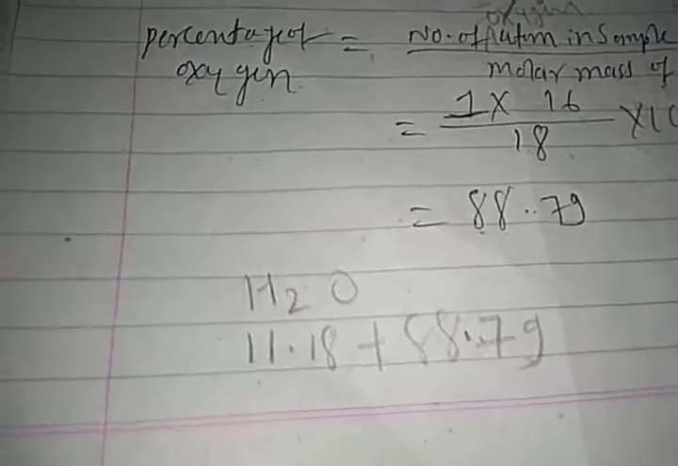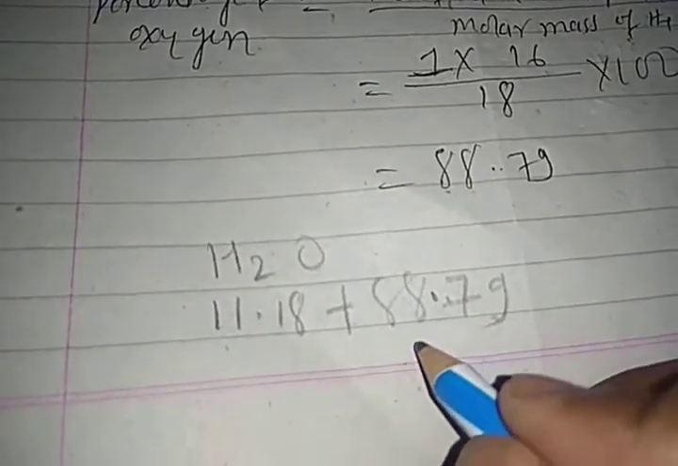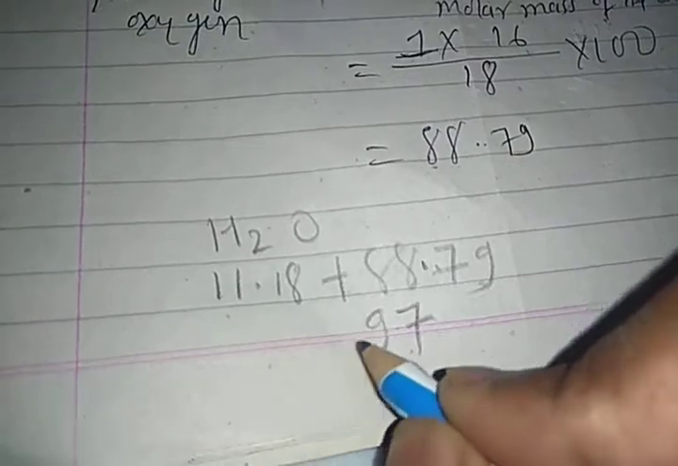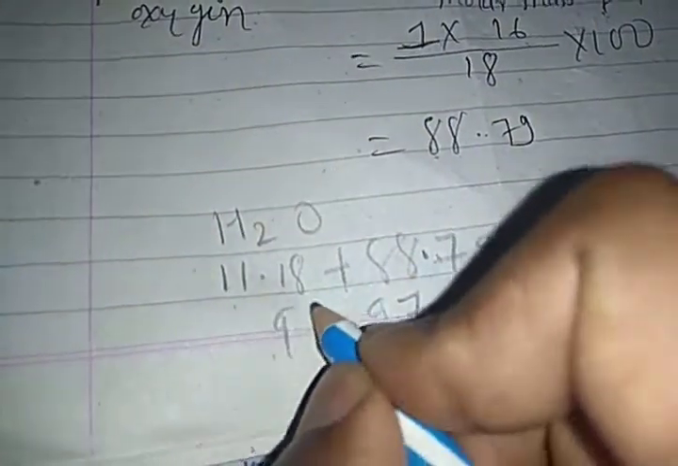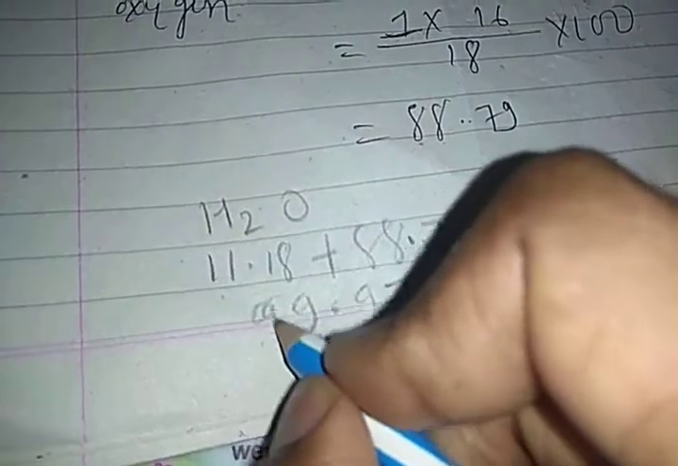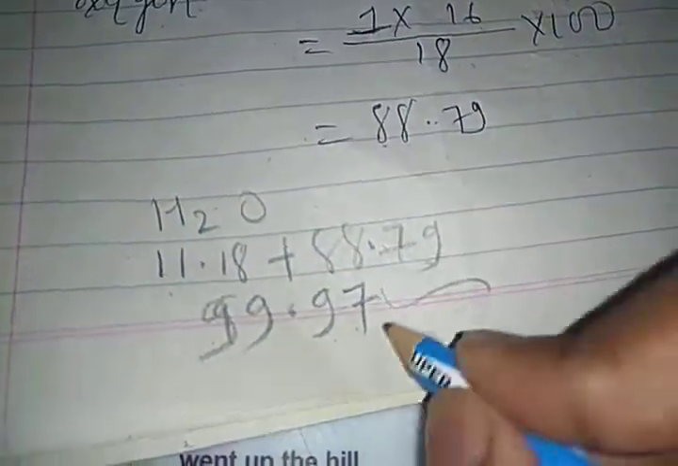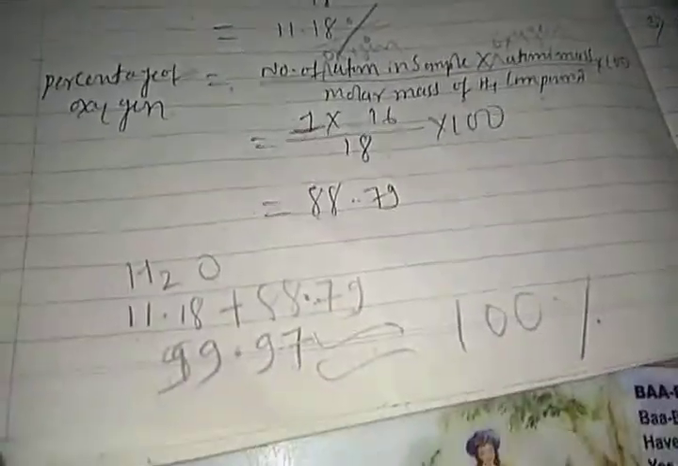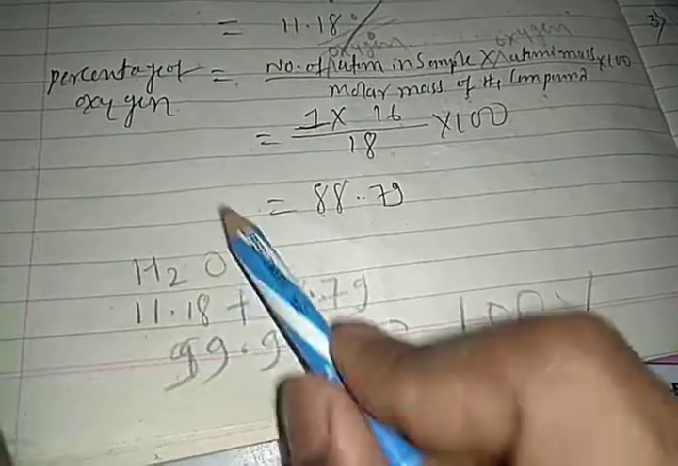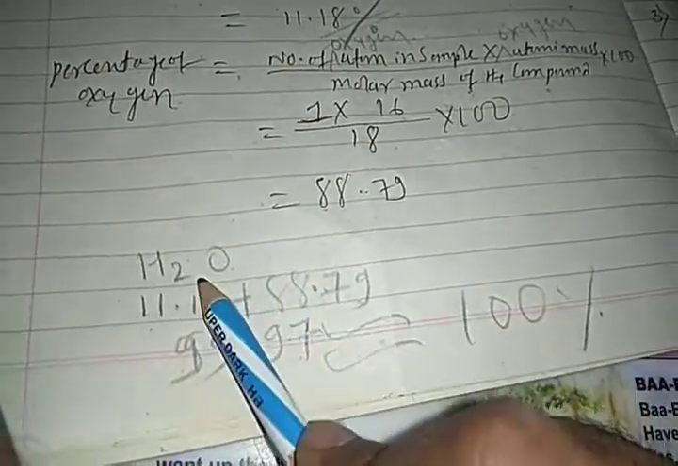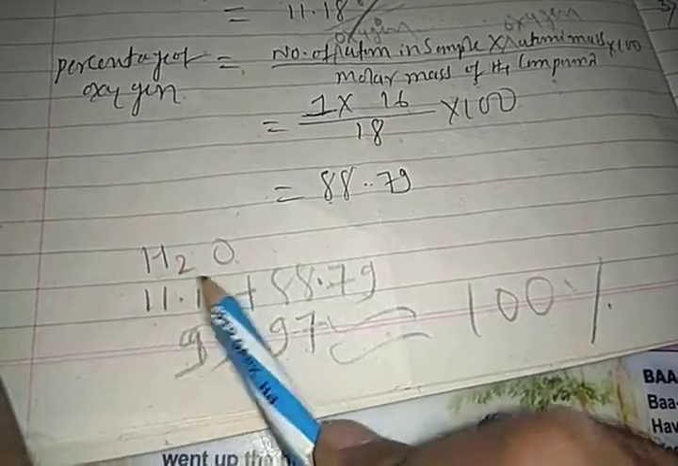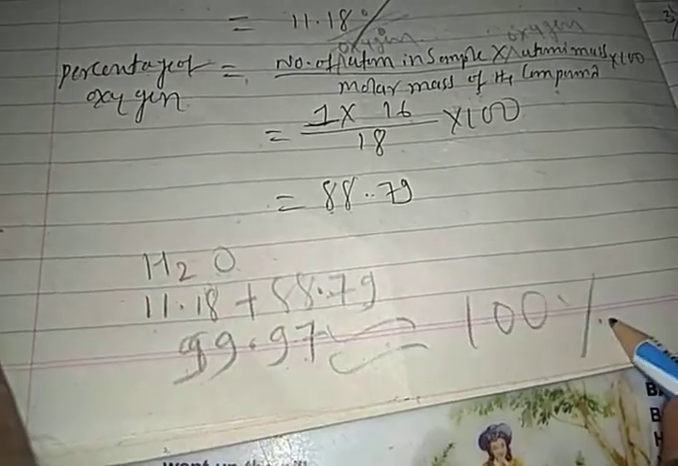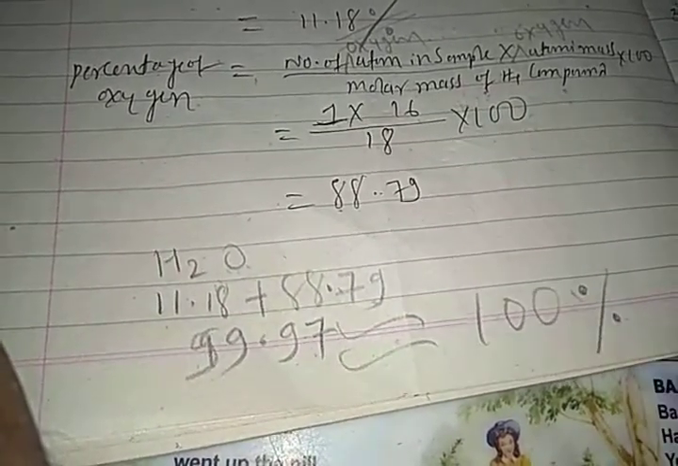Then you get the answer, 99.99, approximately equal to 100%, right, students? So it means the hydrogen and oxygen sample is pure. So what water molecules are we using? The water molecules are a completely pure compound, that is 100%. Right, students?